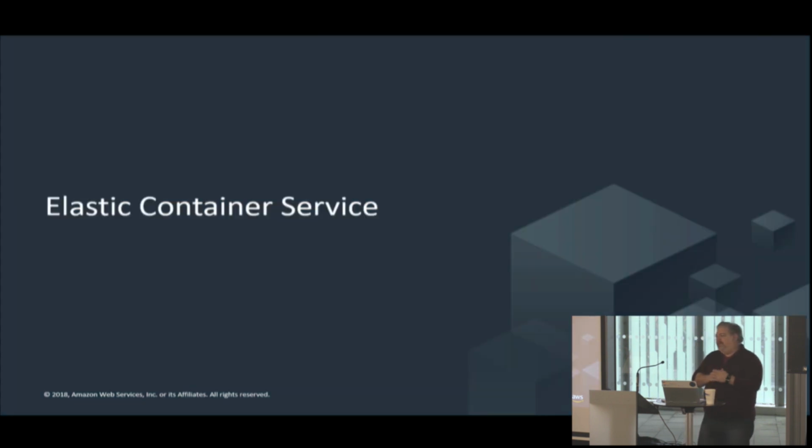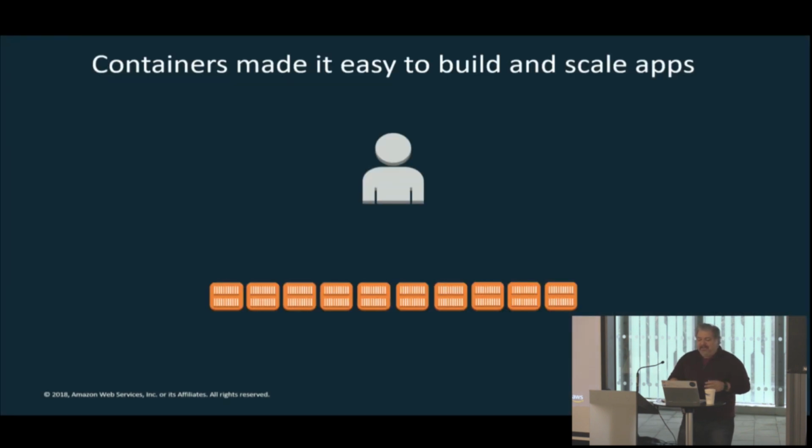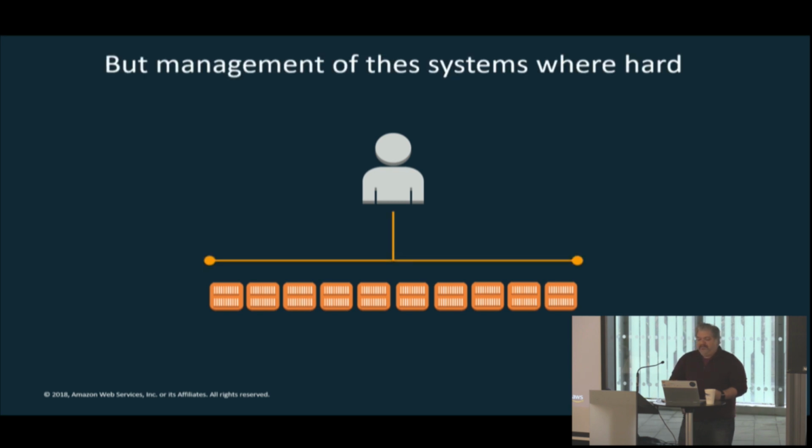So for us, we came up with Elastic Container Service, or ECS. With ECS, we looked at what customers were doing and what customers wanted to be able to do, and we thought, we could come up with an easy way to make this happen. So we wanted to make it easy to build and scale applications, deploy applications, and control where they're running. So managing the fleet of servers that the applications would run on was the difficult part. It was the pain point that we were trying to solve.